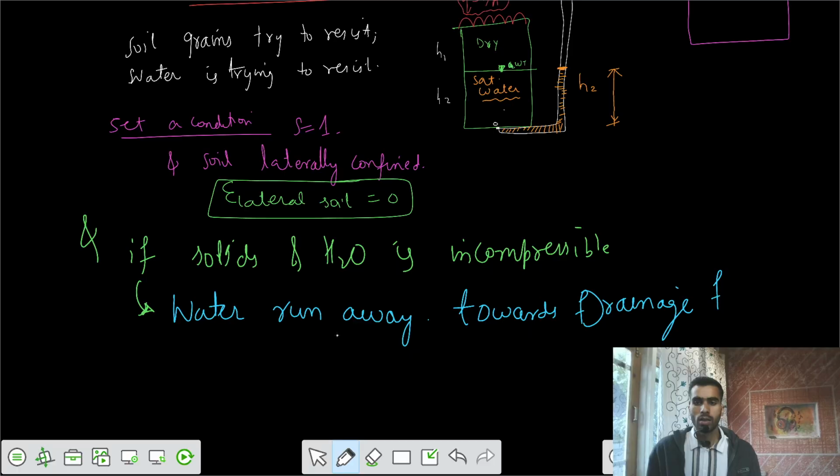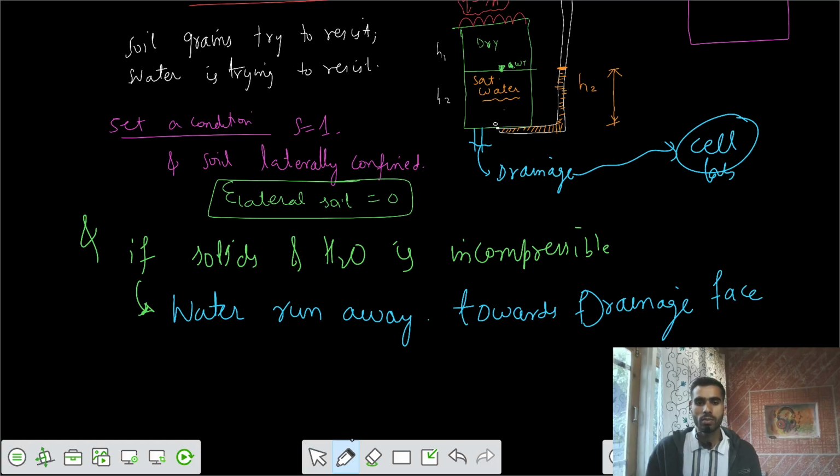Soil is not going anywhere, and it can't compress because solids are incompressible. Water is also incompressible, and you are not allowing it to go laterally anywhere. So there's only one possibility if you have a drainage phase. Let's say this is your drainage somewhere here in this arrangement of a cell in the lab. So water is going to run away towards the drainage phase.